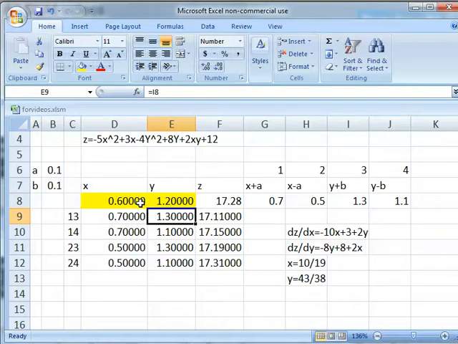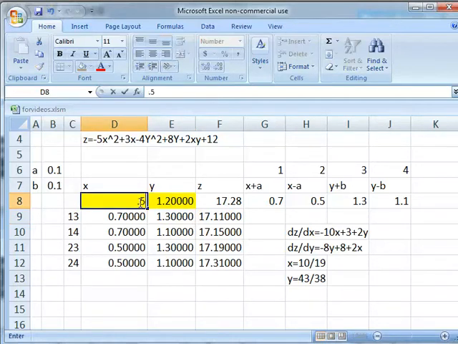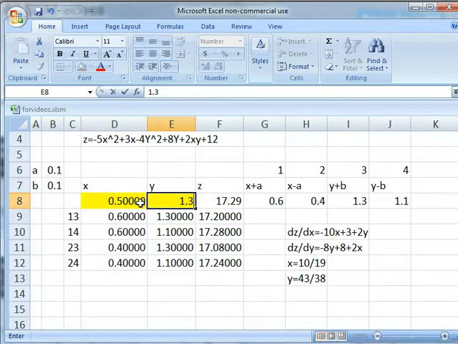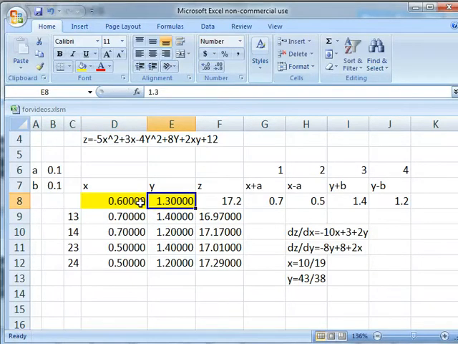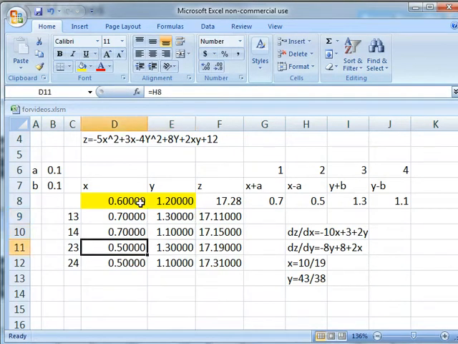we can't keep going in this way. Let's see, 0.5, 1.3 is the best. Now is 0.6 and 1.2, but I think we already went there, 0.6 and 1.2. So now this is gonna keep us in a loop. So somehow in between these points is the best solution.